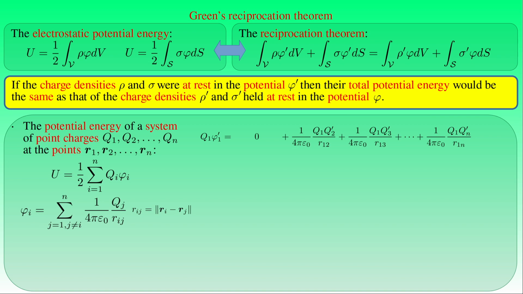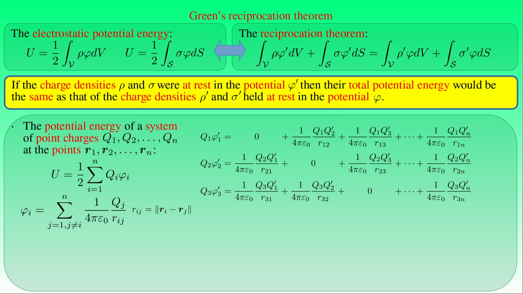We also expand the product of the charge Q2 and the potential phi prime 2, which gives another sum with the vanishing second term in the right-hand side. If we multiply the charge Q3 by the potential phi prime 3, we obtain a third sum where the third term is 0 in the right-hand side. We can continue this procedure till the product of the charge Qn and the potential phi prime n, which gives the last sum with the vanishing last term.